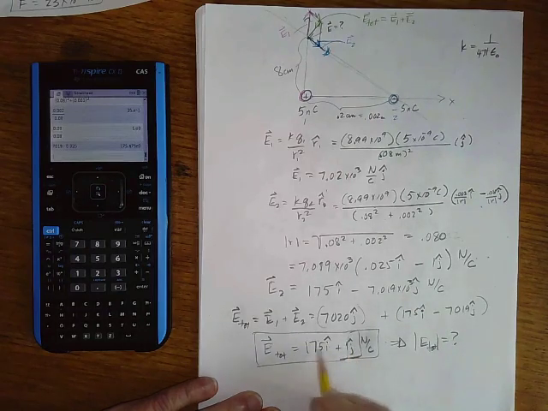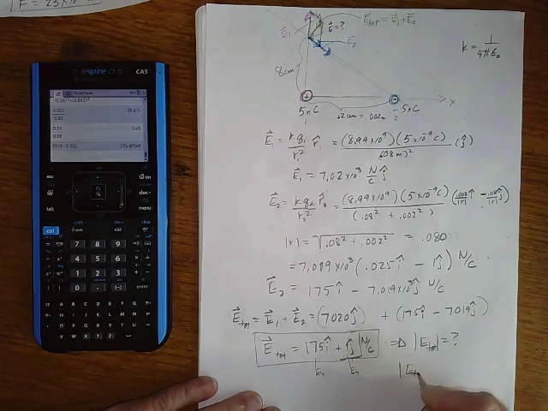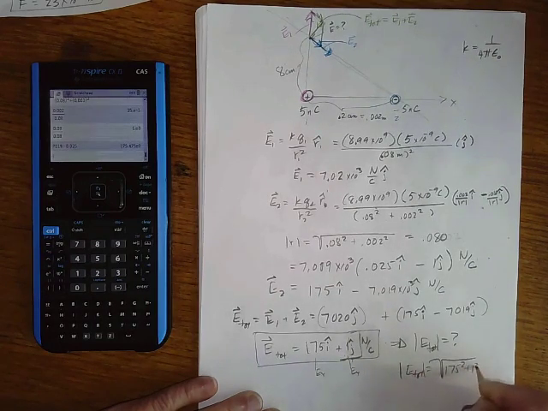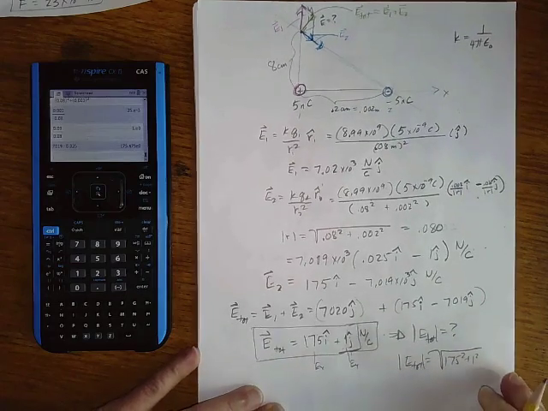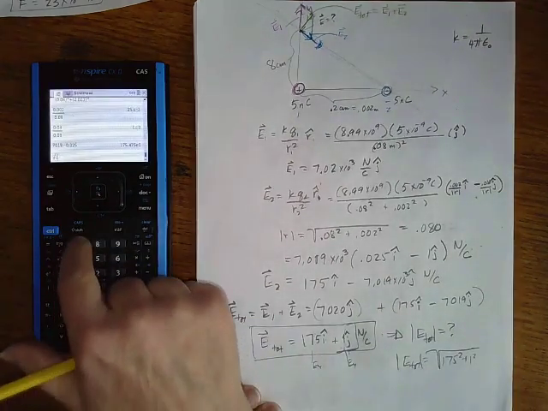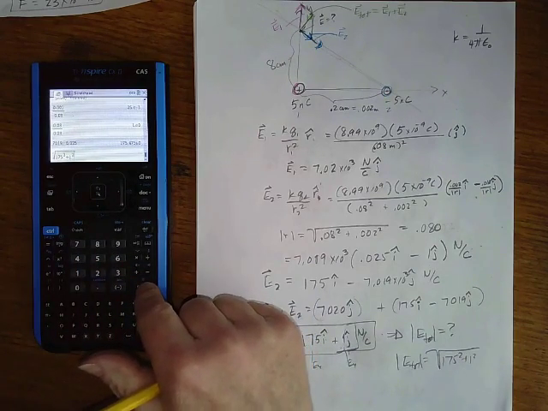Well, we've got X and Y components, so it'd be the square root of Ex squared plus Ey squared. So the magnitude of E total would be the square root of 175 squared plus 1 squared. I don't know if that's going to have any significance either. 175 squared plus 1 squared, square root of 176.